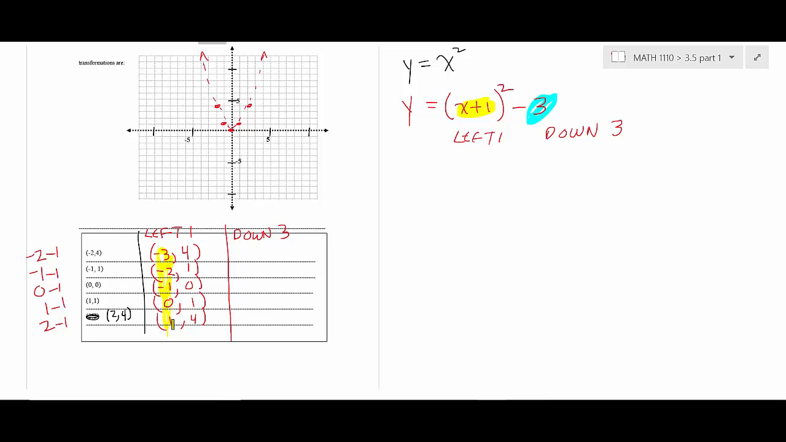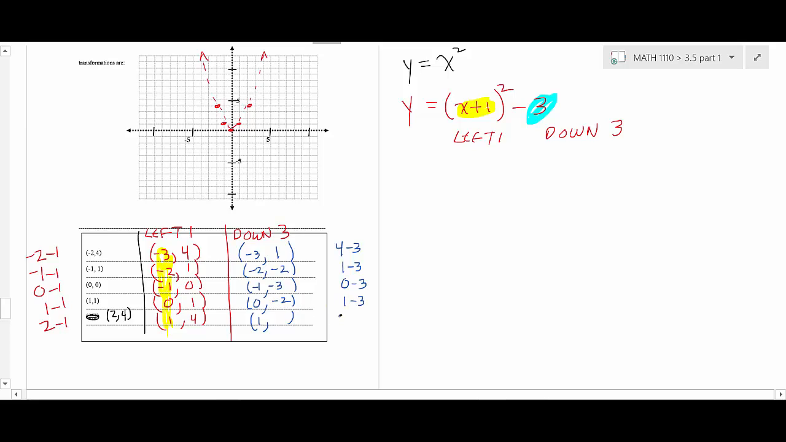Okay, now down 3, what do I change, x or y? Y. I change y. So see, the x's are set. So when you go to this next step, don't do anything with x, just leave it alone. And then take all of those y values and make them go down 3. Okay, and you can do this in your head. Just take the y values. So 4 minus 3 is 1. 1 minus 3 is -2. 0 minus 3 is -3. 1 minus 3 is -2. And then 4 minus 3 is 1, like that.